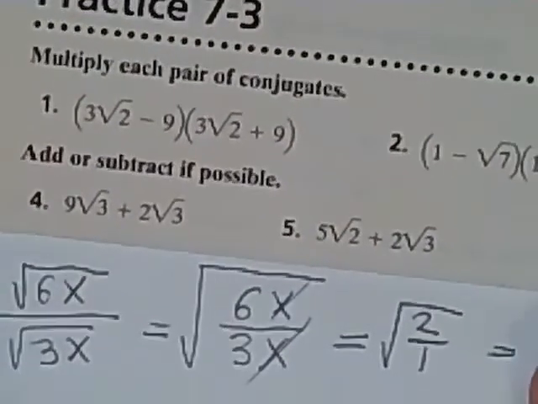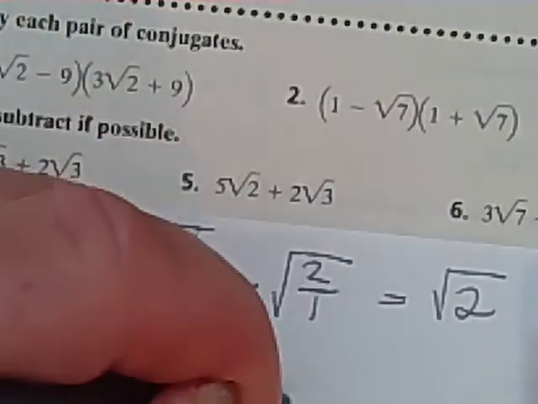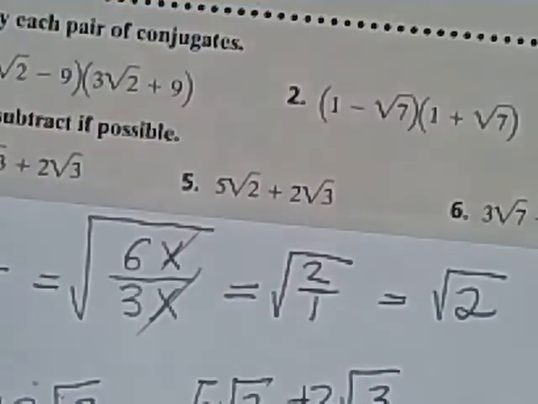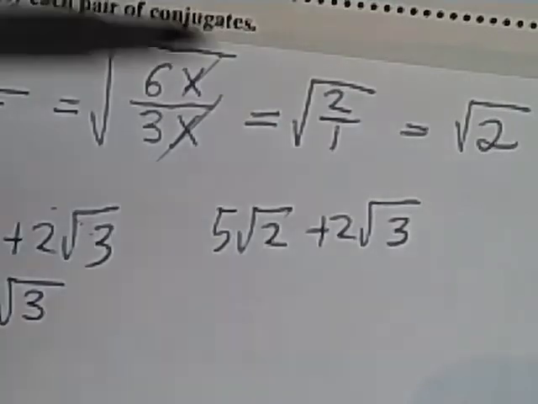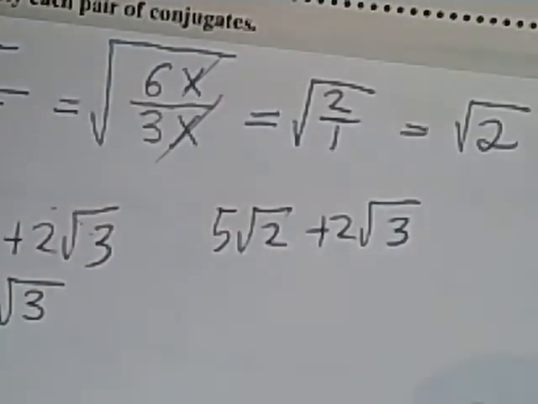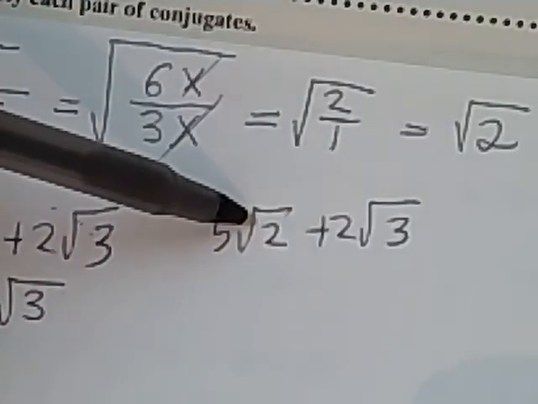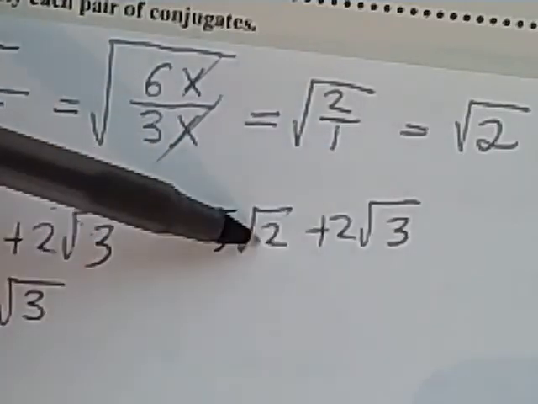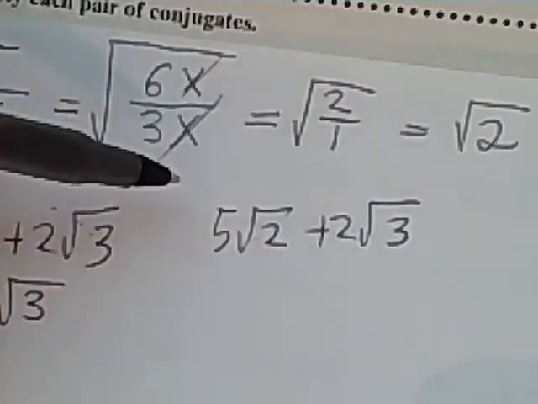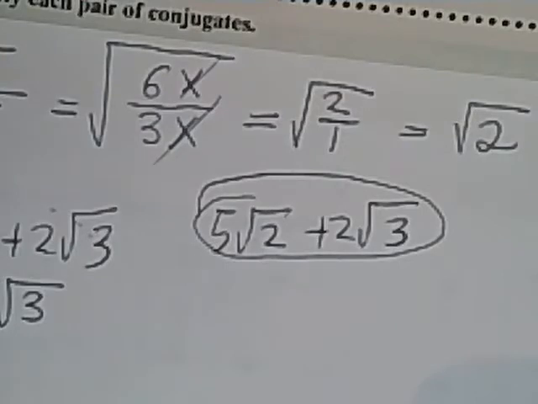Number 5 says 5 radical 2 plus 2 radical 3. Turns out, because the radicands are not the same number, this one is an apple, but that one is an orange. And you can't mix apples and oranges. You can't combine apples and oranges. So this one cannot be simplified. This is the answer. It cannot be simplified any more than what's written here.